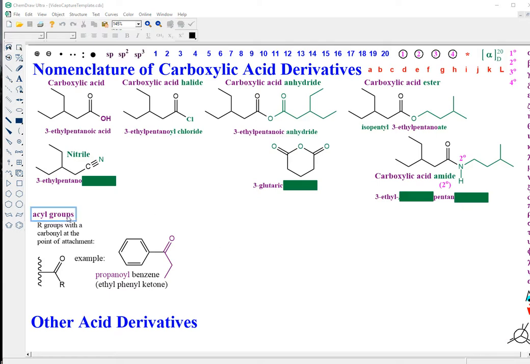I'd like to expand a little bit on my introduction of acyl groups. To be more clear, there are groups with a carbonyl at the point of attachment. So in our example above, everything up to the chlorine was the acyl group, called a 3-ethylpentanoyl group, here attached to a chloride. Down here, this is a propanoyl group attached to benzene. So one acceptable name is propanoyl benzene. Back in chapter 16, we learned there was another common naming system where you could just name the groups alphabetically and call it a ketone. Ethyl, phenyl, ketone.